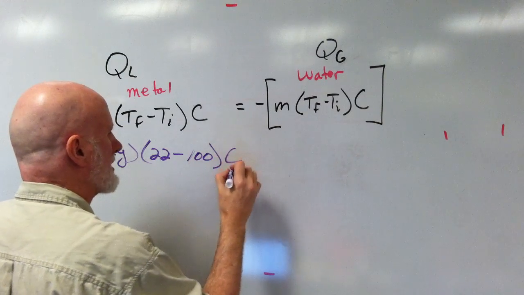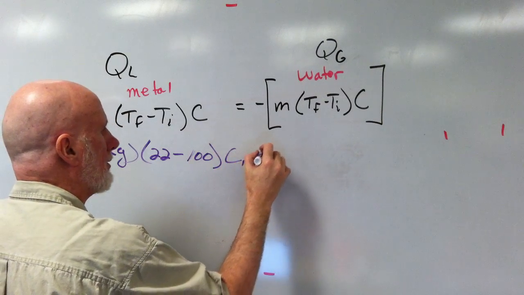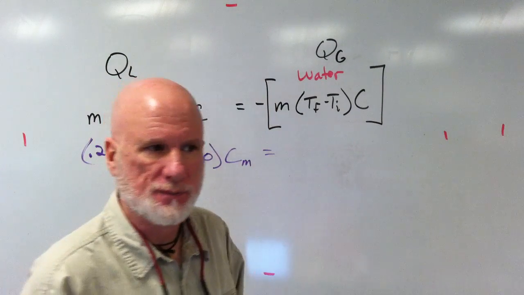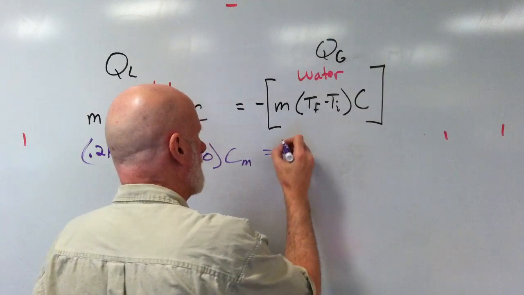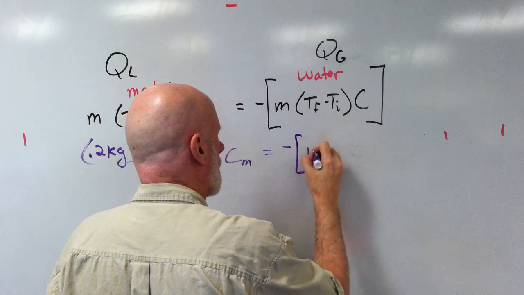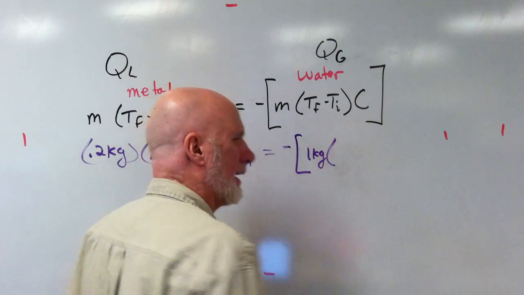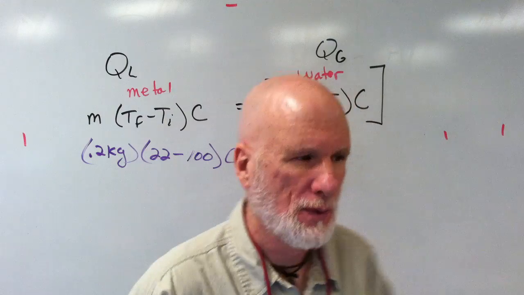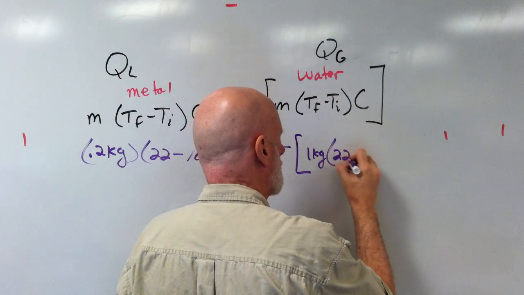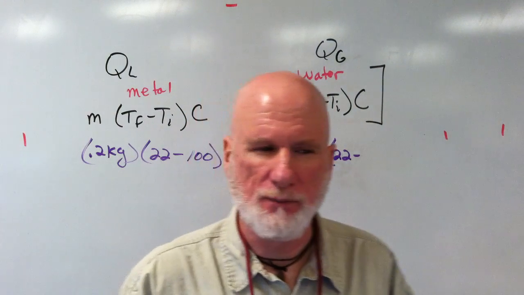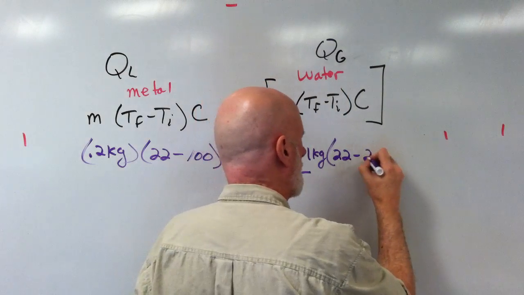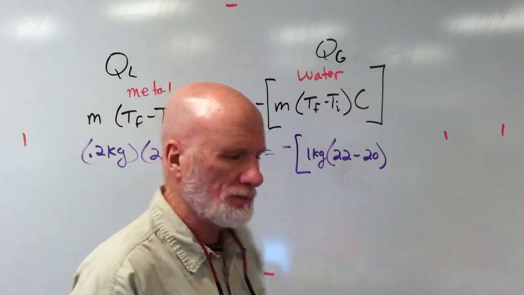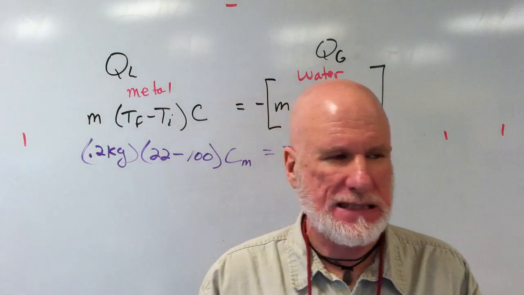And the specific heat capacity of the metal, we don't know. Okay? What is the mass of the water? 1 kilogram. And what's going to be the final temperature of the water? 22. And what was the initial temperature of the water? 20. And what is going to be the specific heat capacity of the water?